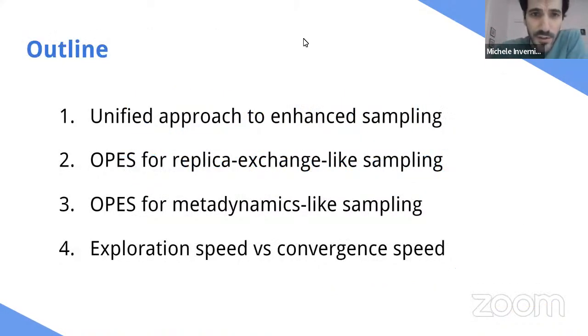A brief outline of the talk. First, I will give you an idea of a unified approach to enhanced sampling, to give you a little bit of perspective on what is the OPES method. Then I will tell you about how to use OPES for replica exchange like sampling or for metadynamics like sampling. And finally, we talk about the exploration convergence trade-off that one has with adaptive biasing sampling.